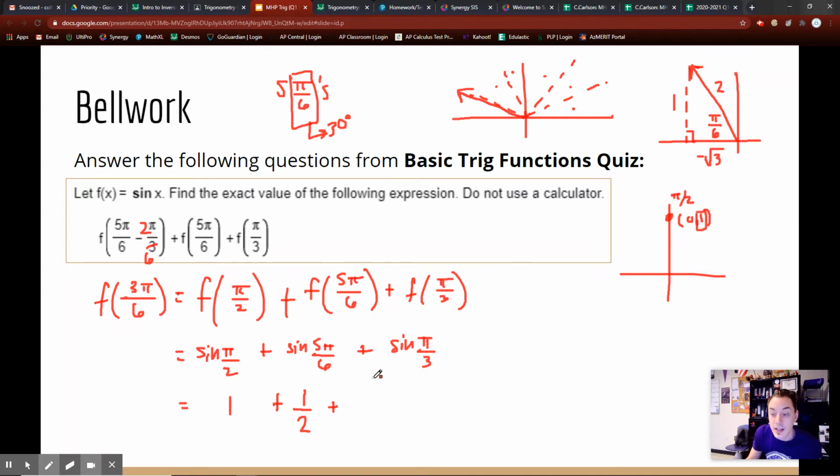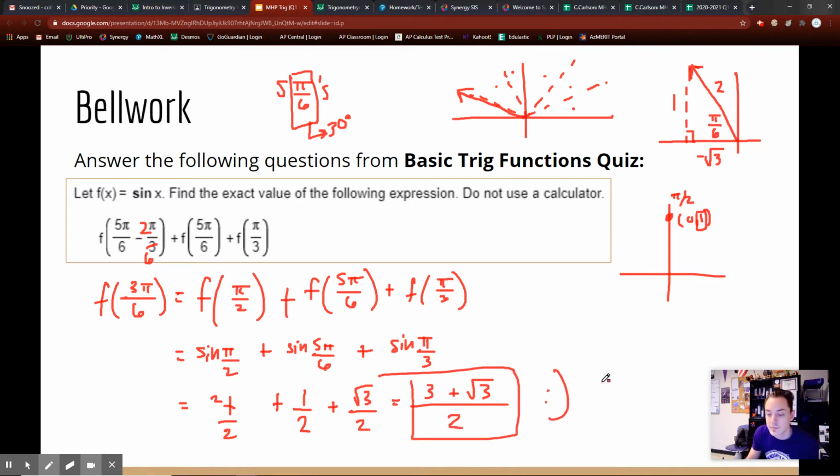And then plus sine of pi all over 3. What's sine of pi all over 3? Well, again, if we look at our notes, we would know that this is radical 3 all over 2. Now, of course, we need to do order of operations. So this becomes 3 because 2 plus 1 is 3, and then plus radical 3. And then, of course, everything's all over 2. And that is my final answer. So it is an exact value.